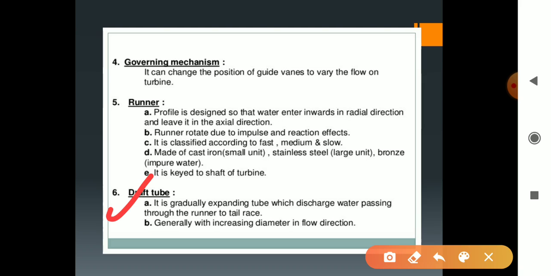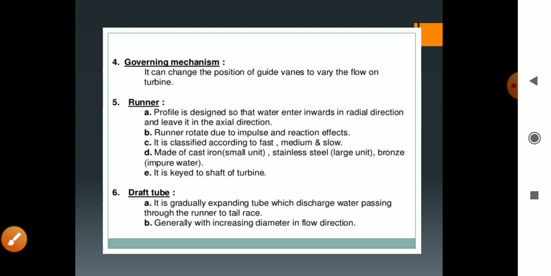Different types of draft tube are used in turbines, such as the Moody type, rectangular end type or circular end type. So different types of draft tube are used to discharge the water to the tail race. So this is all about the functioning.